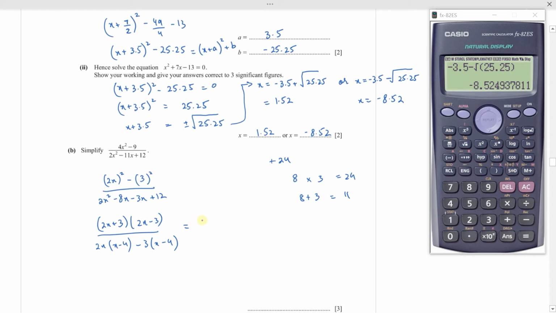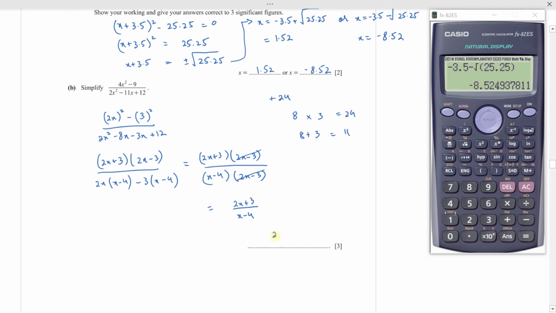And then the numerator can be written as it is. Over the denominator will be x minus 4 multiplied by 2x minus 3. So this 2x minus 3 cancels out with this one. And then I'm left with 2x plus 3 over x minus 4. So this will be your final answer, 2x plus 3 over x minus 4.